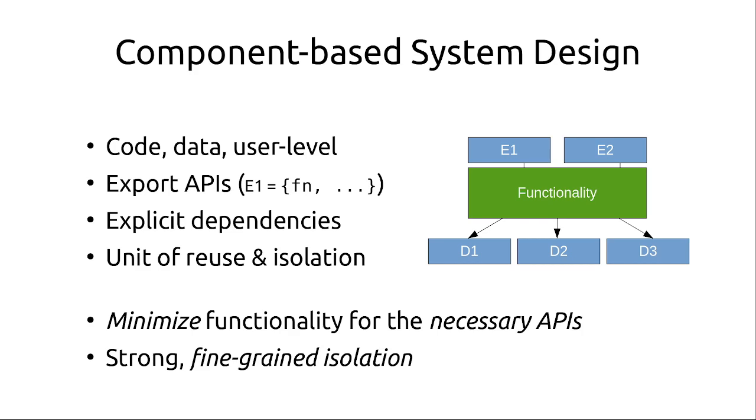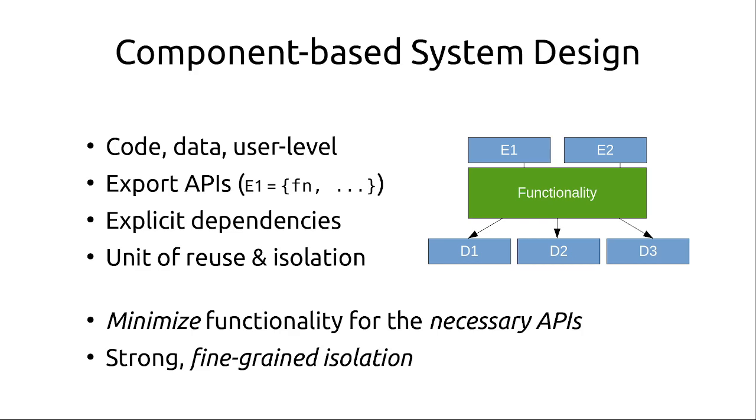Now, a goal that we typically have in these systems is to minimize the functionality provided within each of these components that's necessary for implementing the APIs that it exports. This is simply another way of saying that when you're implementing your components, you want to implement them in accordance with the principle of least privilege, right? You only want them to require the implementation that's minimally necessary for what they're trying to implement. And this minimizes the number of dependencies that they have on other parts of the system.